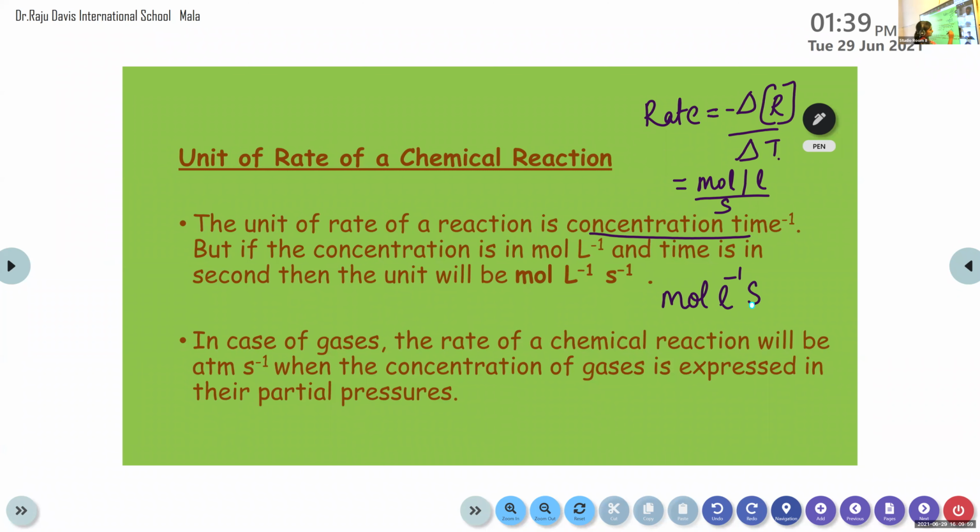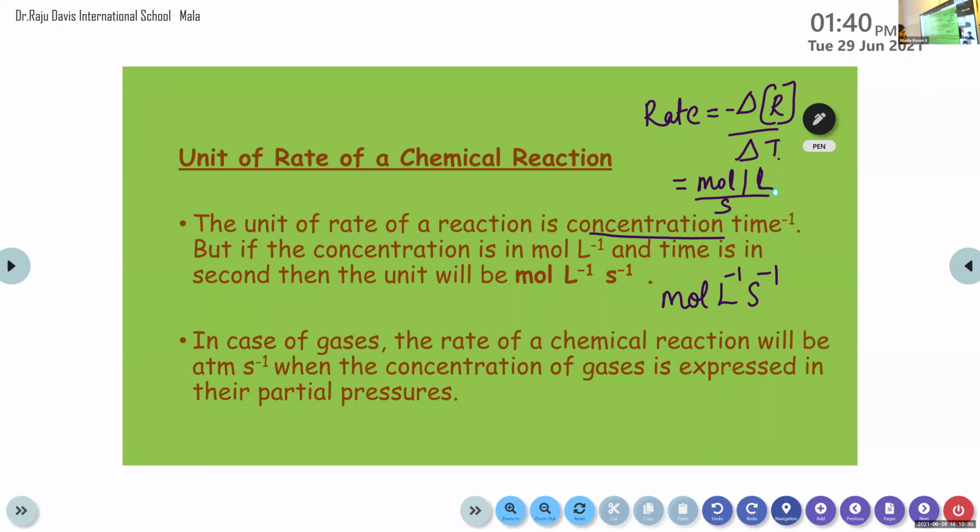Mole per liter per second. Because the unit of concentration is mole per liter, and the unit of time is second. So substituting this in the same equation, mole per liter divided by second, that is mole per liter per second. That's the unit of rate of a chemical reaction.